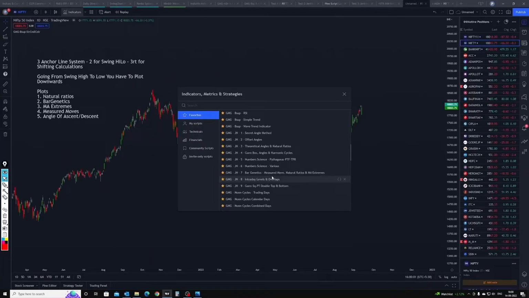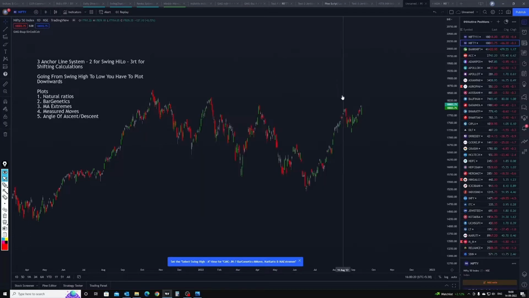JN7 is about bar genetics, measured moves, natural ratios, moving average extremes, and angle of ascent and descent. So this particular indicator or tool does multiple things. So let us apply this indicator on the chart first. So this is basically a 3 anchor line system. So you have to select 3 anchor points over here.